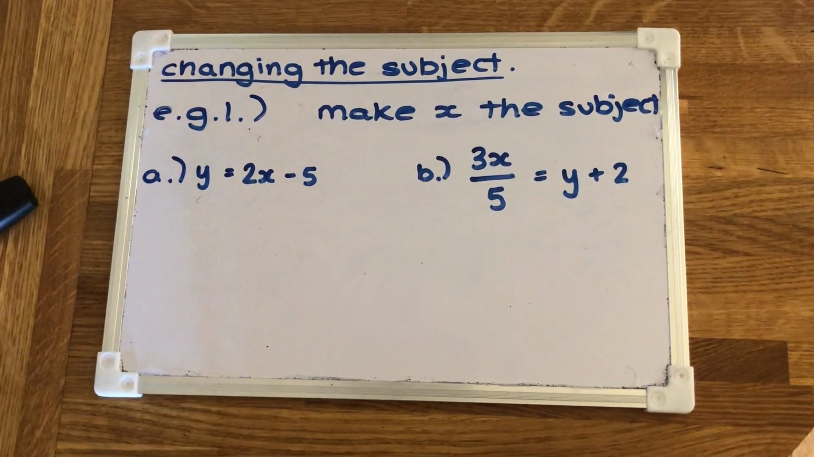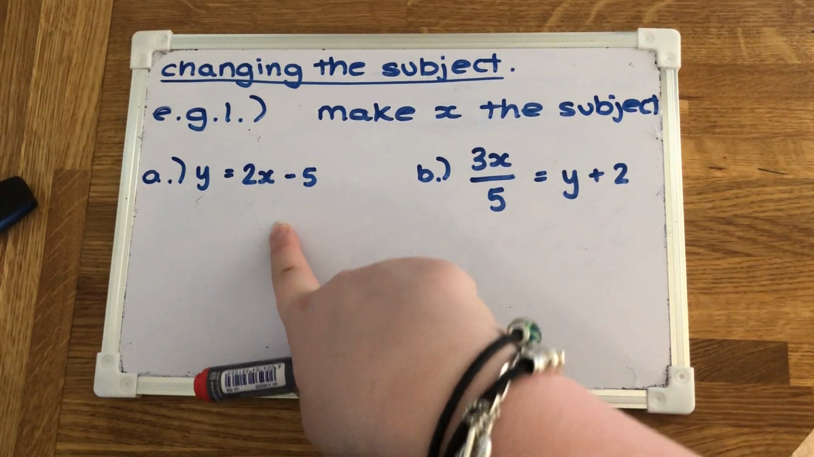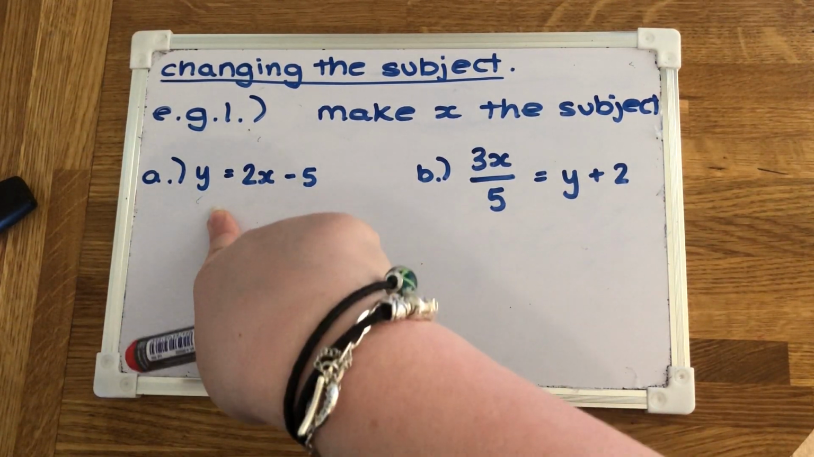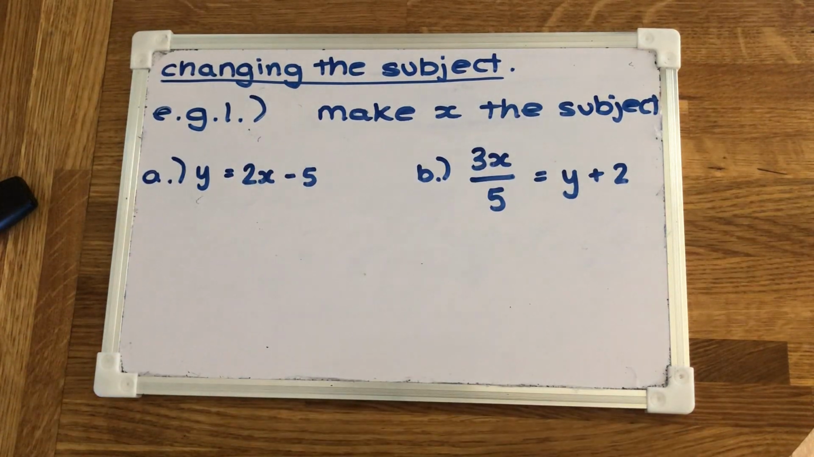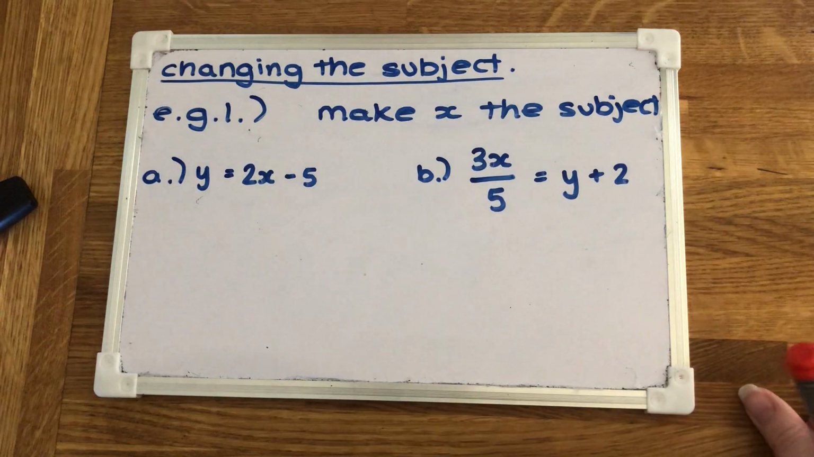Okay, so in this video we're going to be talking about how to change the subject. Changing the subject just means that we need to rearrange different expressions so that we have a particular letter as the main subject. So for example, at the moment with A, we've got y as the subject because it's y equals. So we're going to have to rearrange it because in all these questions we want to make x the subject.